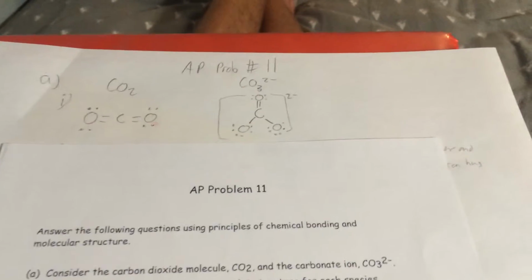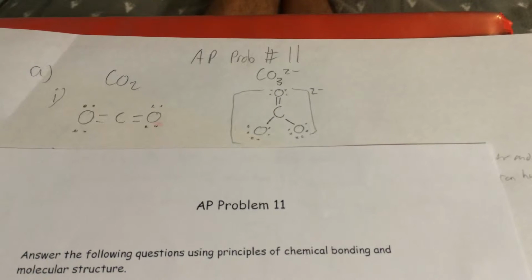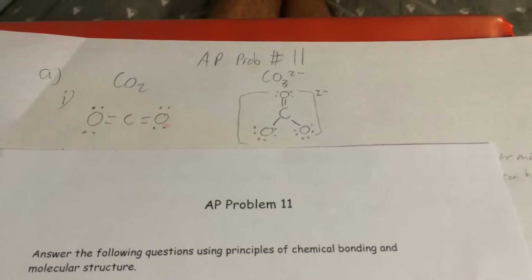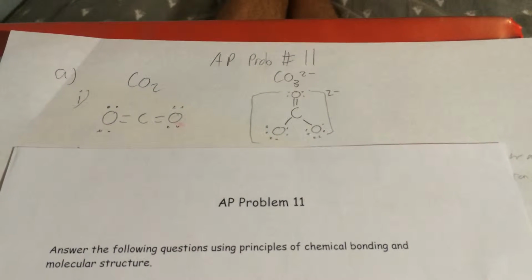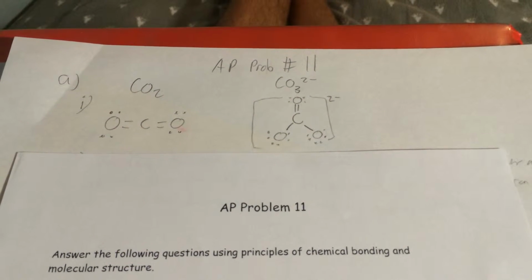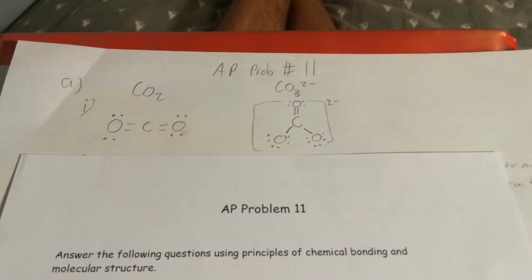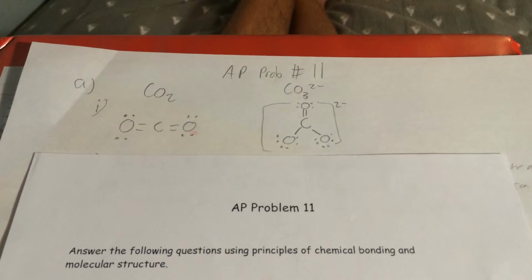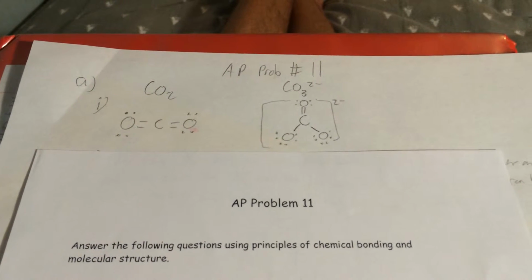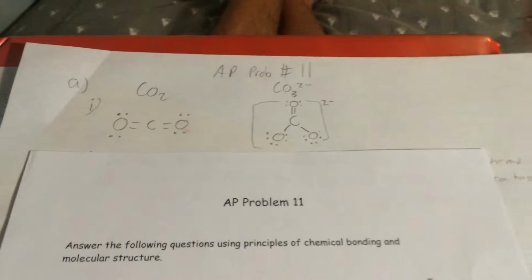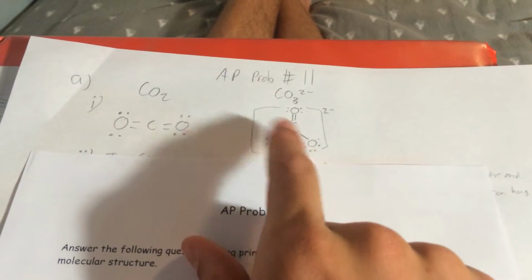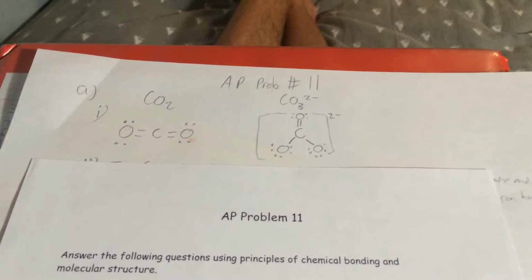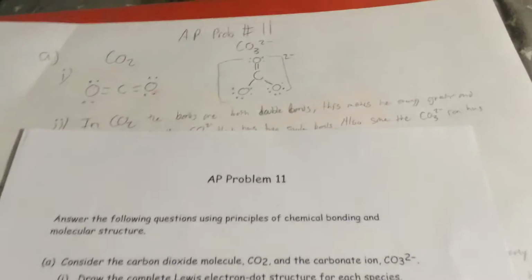For the CO3 2-, the carbonate ion, since there are three oxygens, two of them get single bonds and have three lone pairs, and the other oxygen forms a double bond with two lone pairs. Because of this, the molecule has resonance, so that double bond can move throughout the molecule. It could end up going here or here in different structures. And since it's also an ion, we have to put it inside brackets and name the charge.